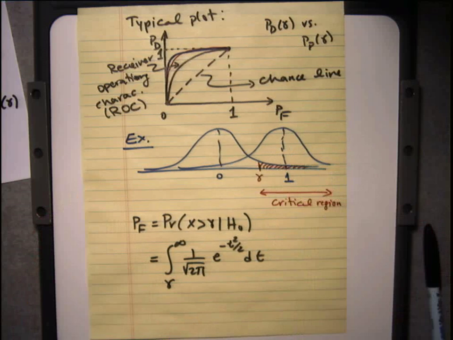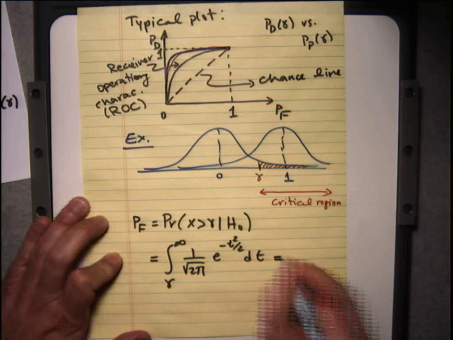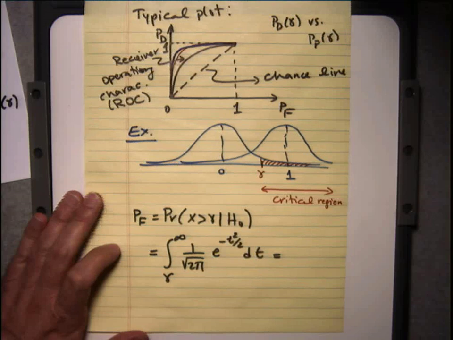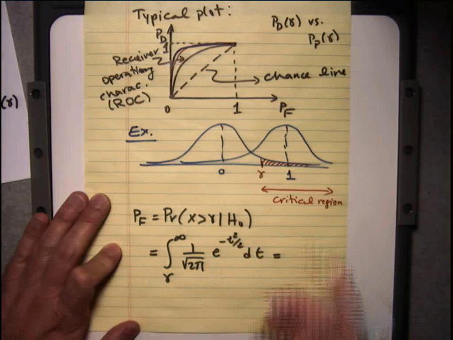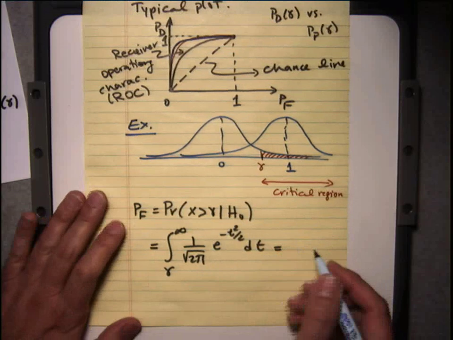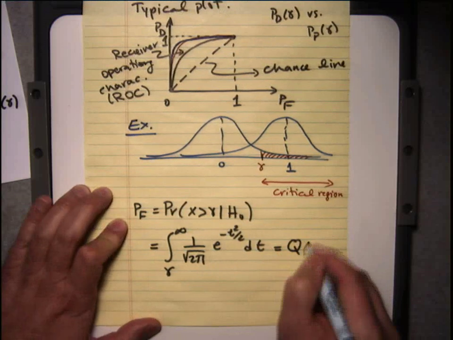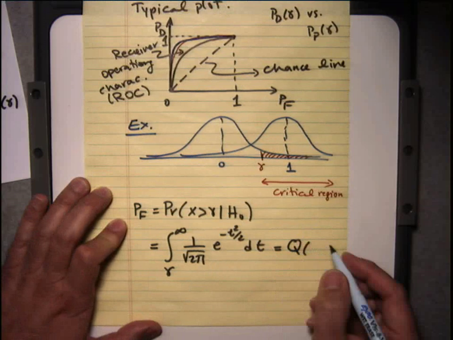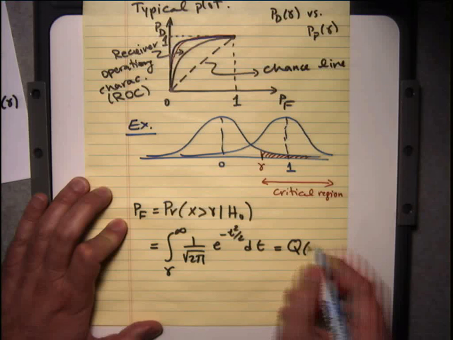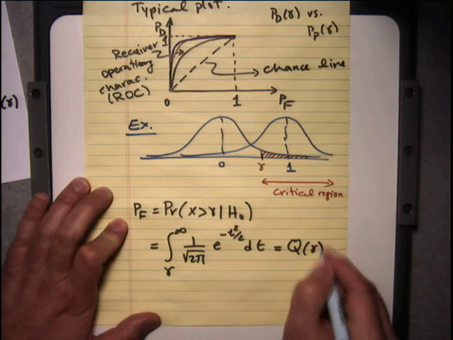Okay, this integral, as you may or may not know, does not have a closed form. You can't compute the integral of e to the minus t squared in closed form. We have a definition for it. We call it the Q function. It's called the Gaussian right-tail probability. There are tables for it in MATLAB. You can find its value and so on, Q of gamma.